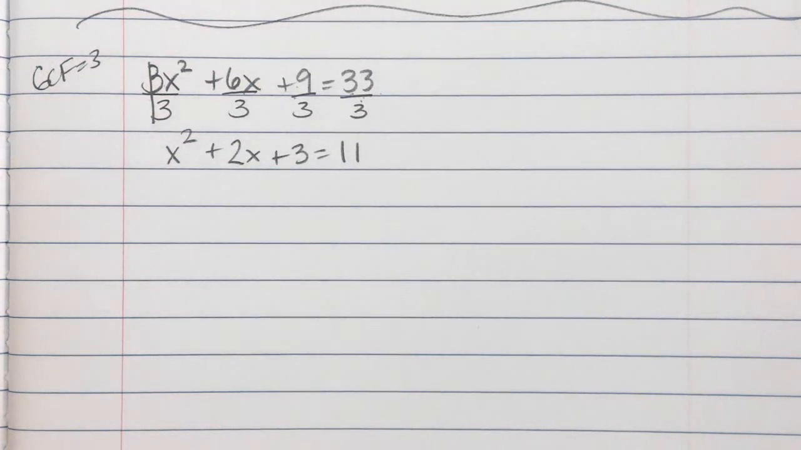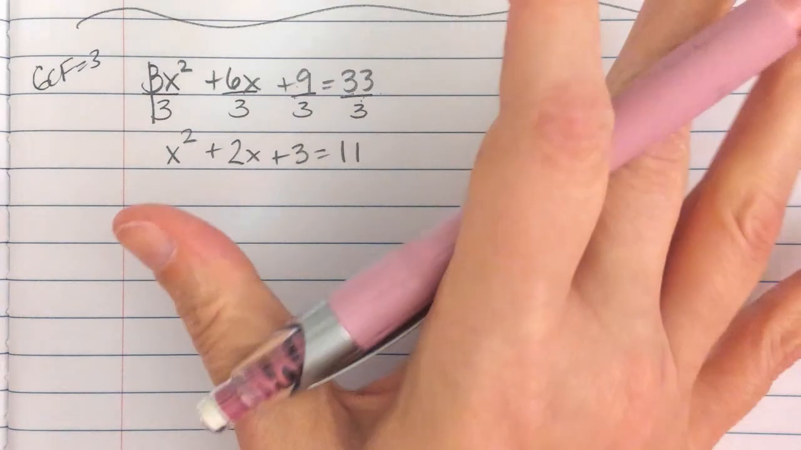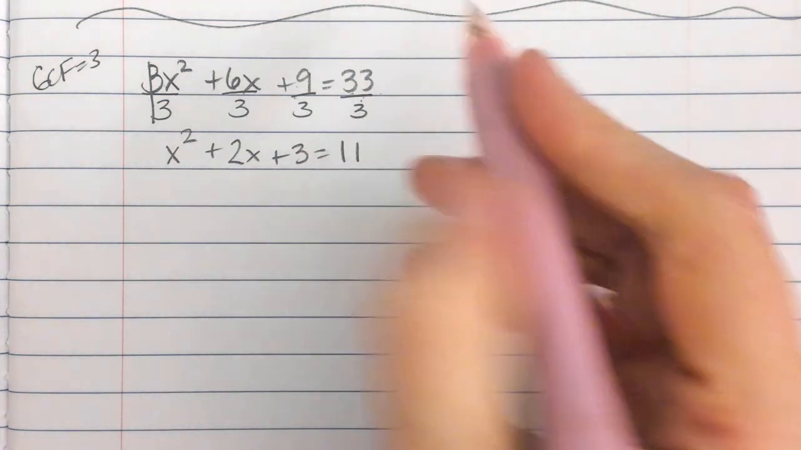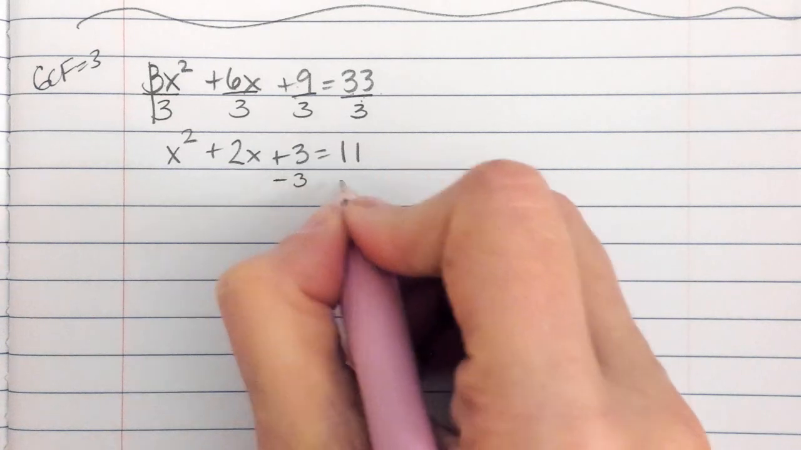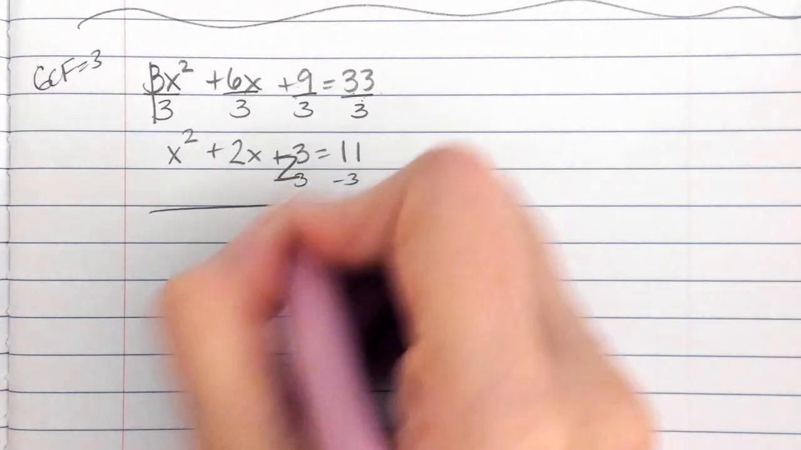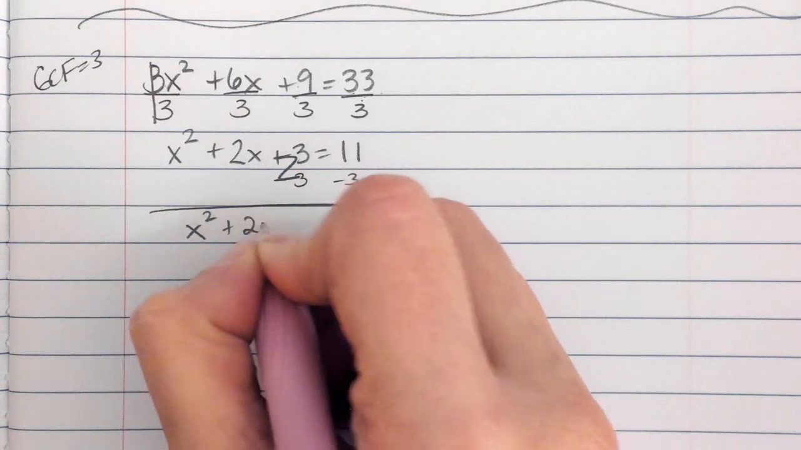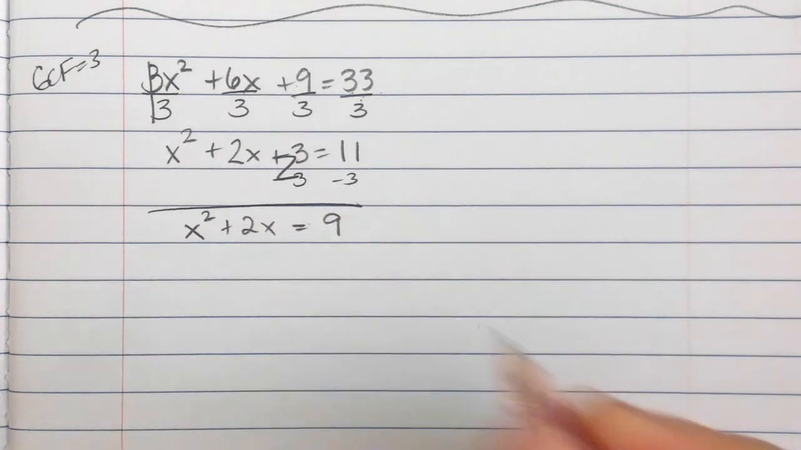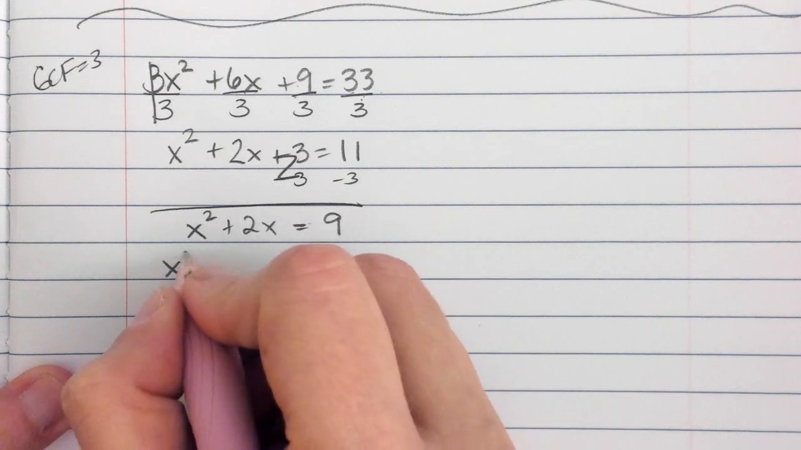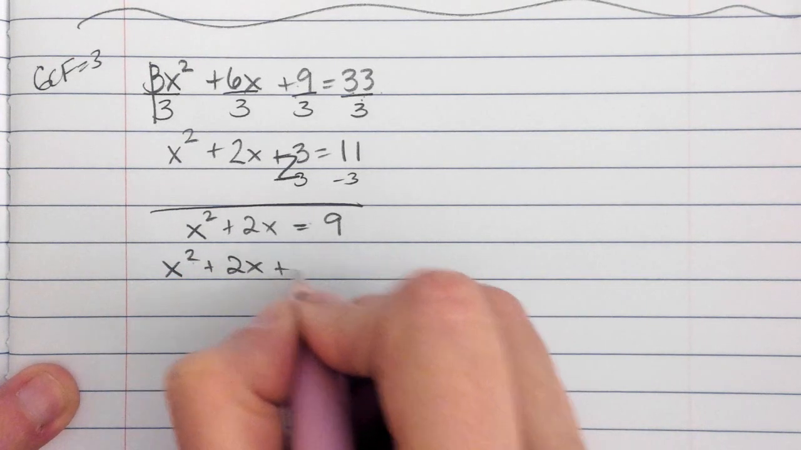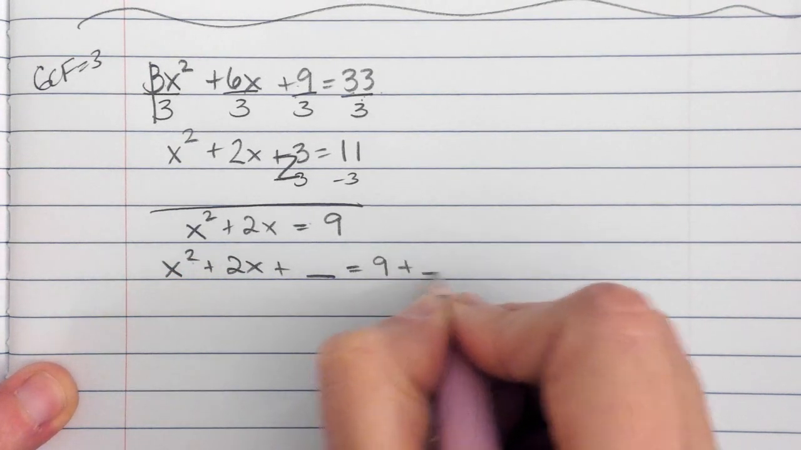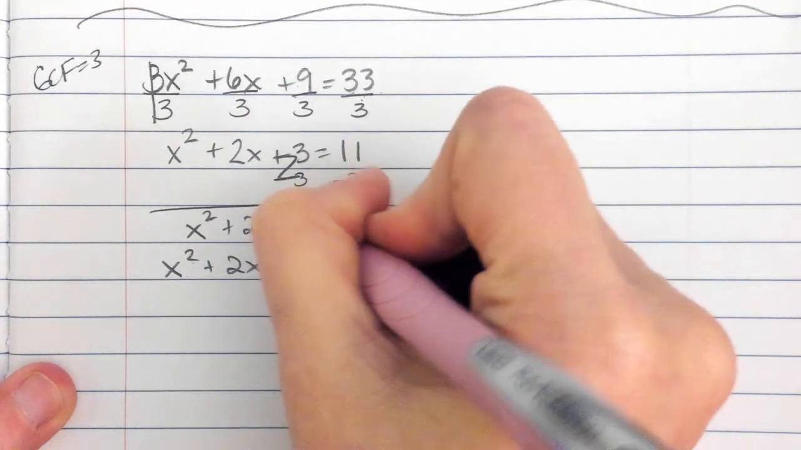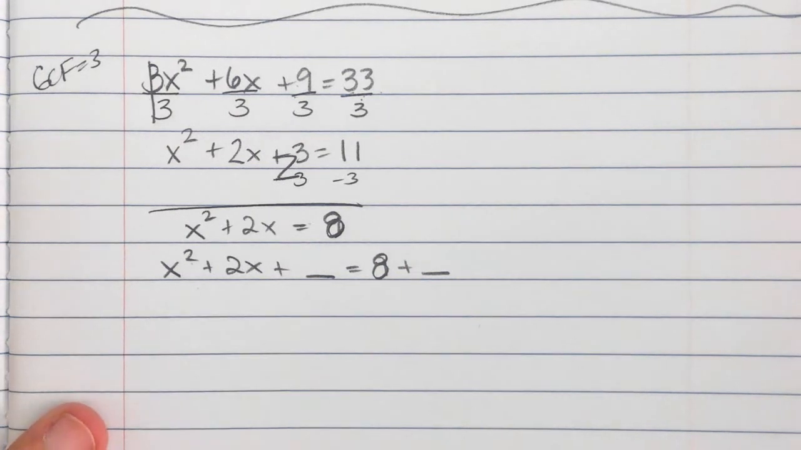Okay, now I could subtract 11 from both sides and factor it and find my solutions that way, but the strategy we're practicing is completing the square. So instead, I'm going to subtract 3 from both sides. I get x squared plus 2x equals 8. Now I'm going to rewrite that with my spaces: x squared plus 2x plus something equals 8 plus something.